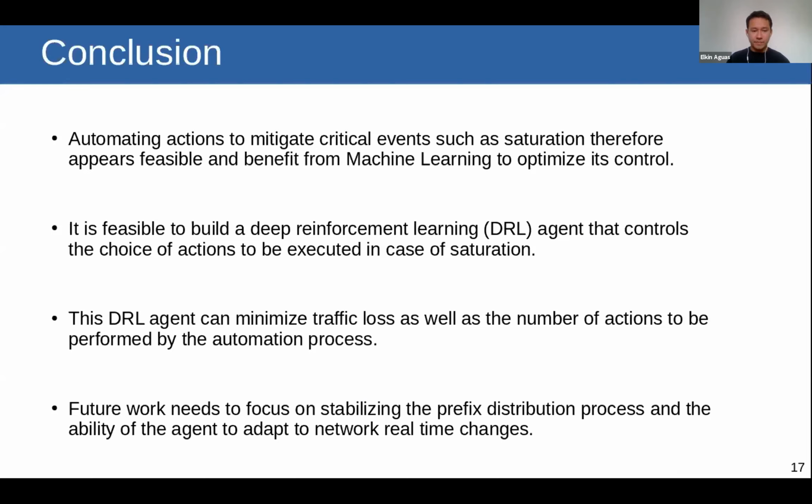Well, after seeing that it is feasible, we see that the reinforcement learning agent can minimize the traffic loss and the number of actions at a certain point if we choose a good reward function.